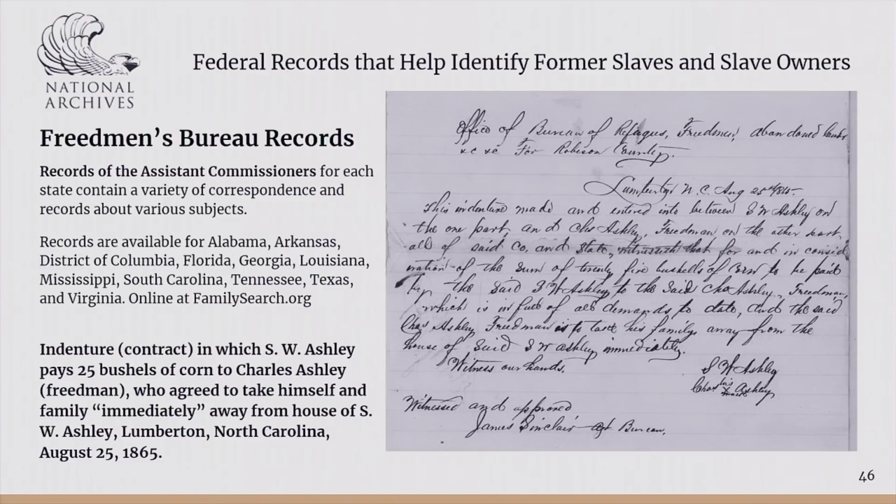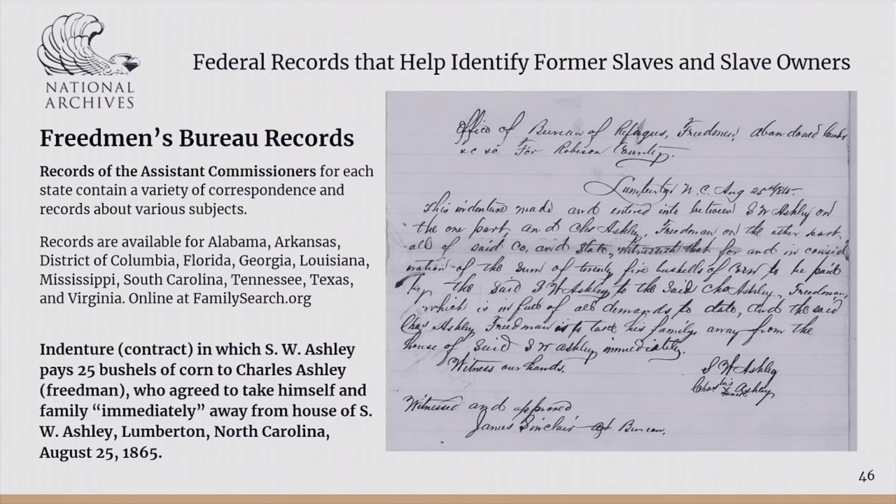This is an indenture or a contract in which S.W. Ashley pays 25 bushels of corn to Charles Ashley, who's designated as a freedman, who agrees to take himself and his family immediately away from the house of S.W. Ashley of Lumberton, North Carolina, August 25, 1865.